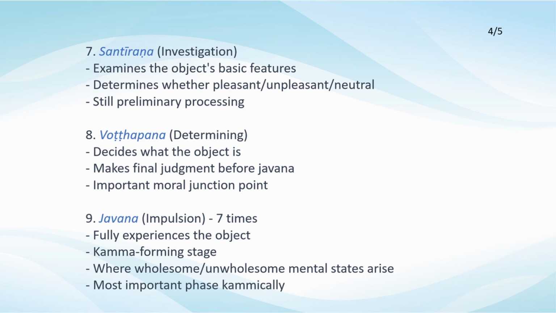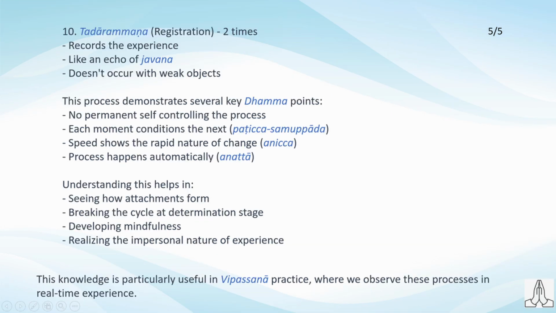Number 9, javana, 7 times. It fully experiences the object, the karma-forming stage where wholesome or unwholesome mental states arise. Most important, it is karmically active. Number 10, registration, 2 times. It records the experience like an echo of javana, and doesn't occur with a weak object.